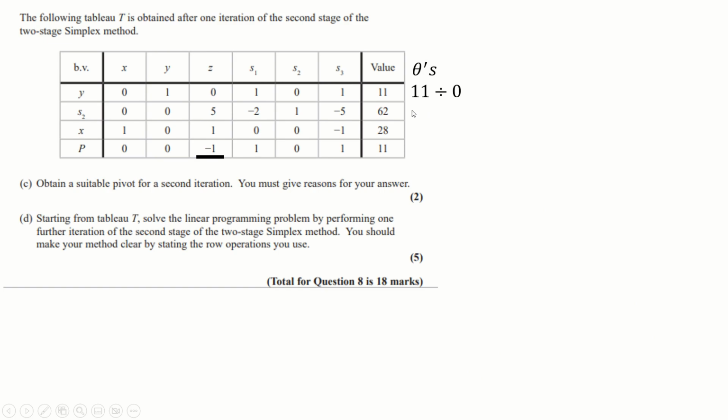I don't know, it's not, but it's bigger than 62 divided by 5, which is all that matters. Or maybe it is, who cares. We just ignore this. And then 28 divided by 1 is 28. This is the smallest one, so we'll choose this one here. So that's our pivot there.